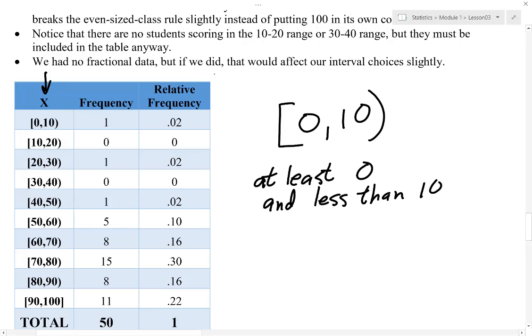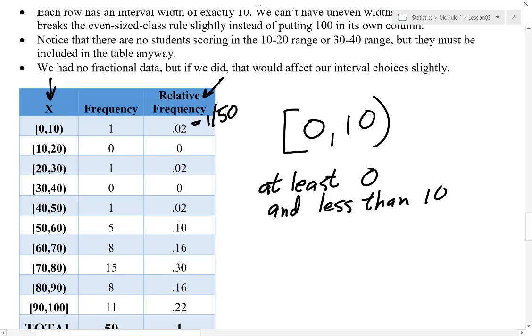The same rule as before for the relative frequency. Again, since there are 50 data points, the relative frequency, this is 1 divided by 50. 0 divided by 50 is obviously 0. This is also 1 over 50. 5 over 50 is going to come to 0.10. So you just put that in a calculator, and that's the same as saying 10% of the data is in this interval.